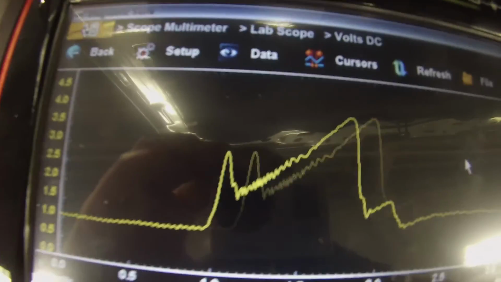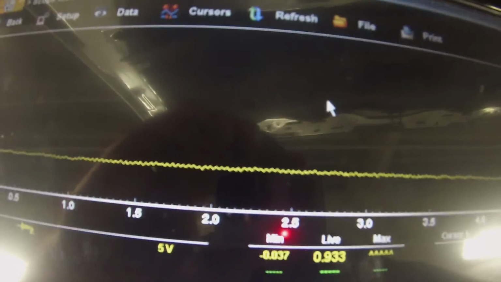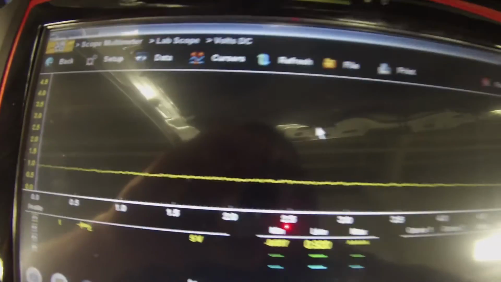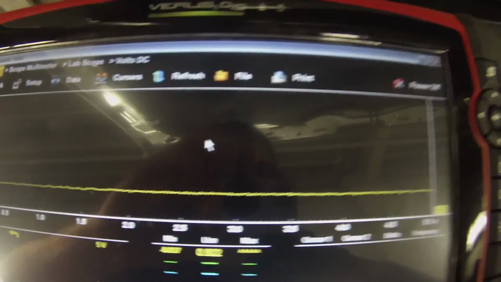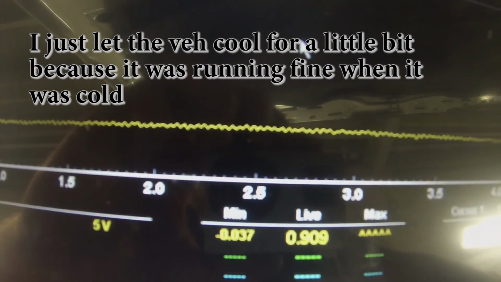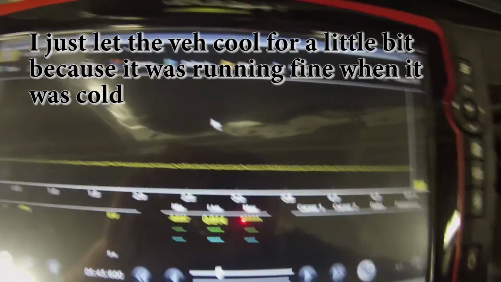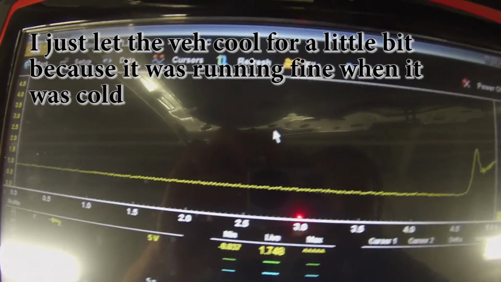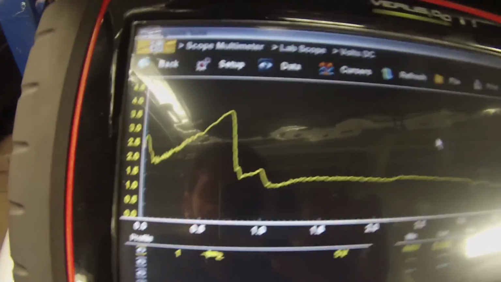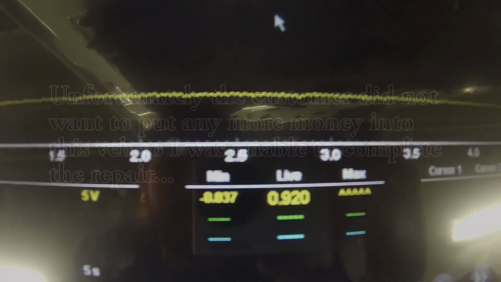Those look a lot healthier. This is still the old mass airflow. I didn't replace it yet. I just wanted to get the known good because this car wasn't acting up all the time. It was very intermittent. Those look pretty good. All right, at least we have a known good shot before I replace this and go from there.